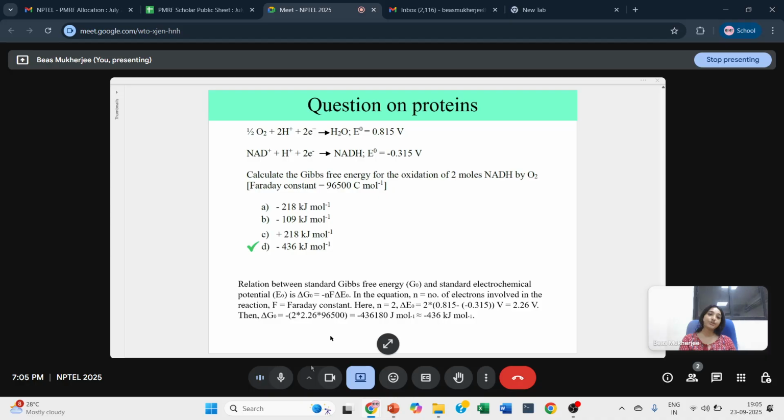Let's see. The relation between Gibbs free energy and the standard electrochemical potential is delta G naught is equal to minus NF delta E naught. In the equation, N is the number of electrons involved in the reaction and F is Faraday's constant. So N is 2 and delta E naught is calculated from the equation given here, and then you multiply by Faraday's constant, so the answer comes as minus 436 kilojoules per mole.